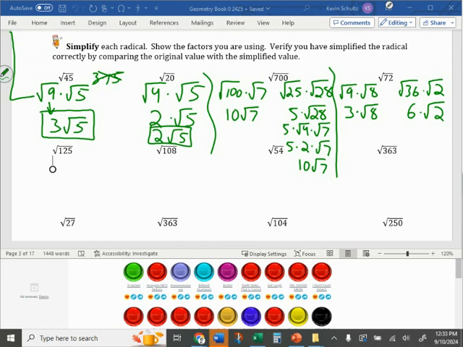6 times root 2. For those who started with root 9 times root 8, we can still fix it, right? Because root 8 can be written as the root of 4 times the root of 2. And what's the root of 4? 2. So we have 3 times 2 times the root of 2. And what's 3 times 2? 6. 6 root 2.